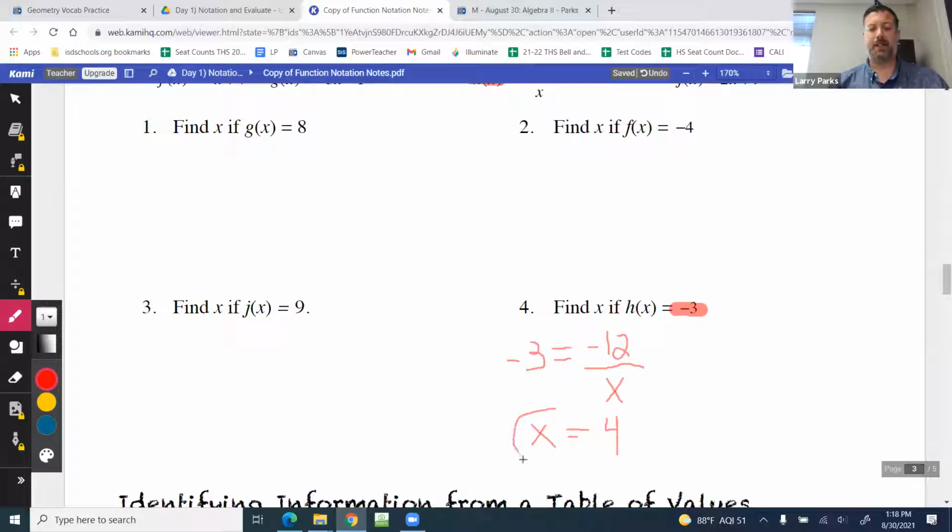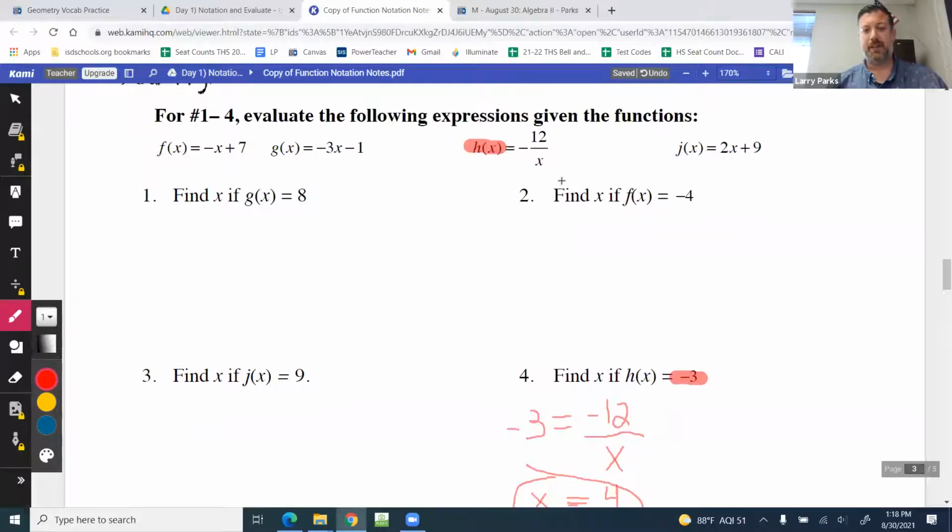So there's my final product. And let's check our work. If I plug 4 in, let's see if I get back -3. If I plug 4 in, I get -12 divided by 4, which is -3, and that's what the h function is.